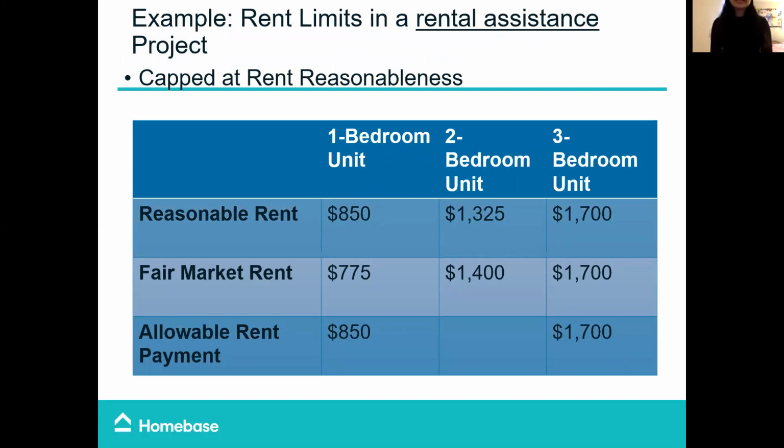Now we'll go over an example for a rental assistance unit, and we'll look at the two-bedroom units this time. So would we be capped at the reasonable rent, which is $1,325, or the fair market rent of $1,400? And I'll launch the second poll right now.